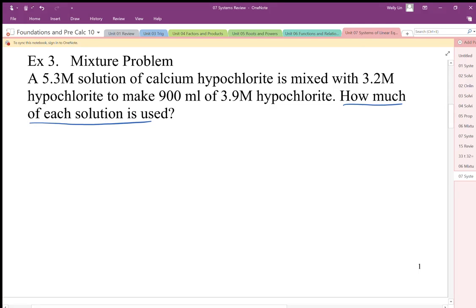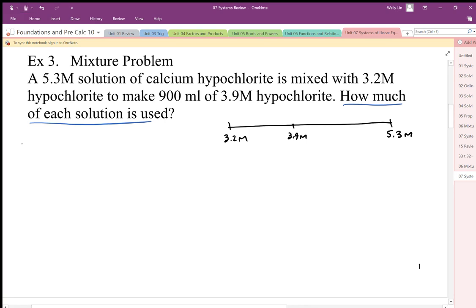So basically it's going to look like this. We have 900 milliliters of solution, and it's made from 3.2 molar and 5.3 molar solution, and we end up with 3.9 molar, somewhere around here. These are concentrations, so as we mix them, the concentrations will change. When we have a weak concentration and a strong concentration, we end up with a middle concentration. So how much of each solution is used?